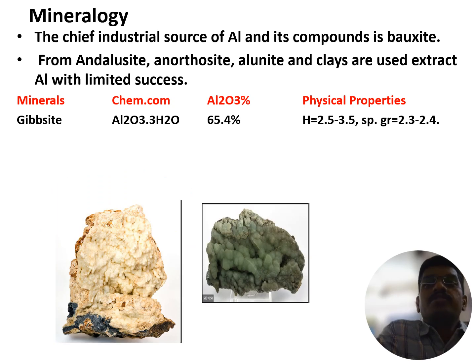The next ore mineral of aluminium is gibbsite. Here also the chemical composition is Al2O3.3H2O. The aluminium concentration of gibbsite is 65.4%, and the hardness of gibbsite is around 2.5 to 3.5. The specific gravity will be around 2.3 to 2.4.